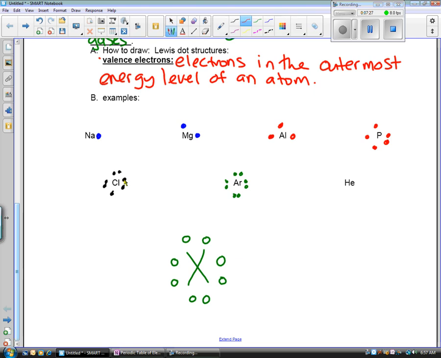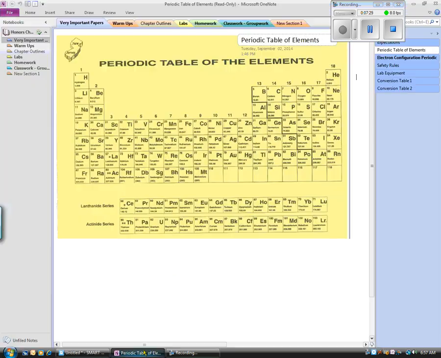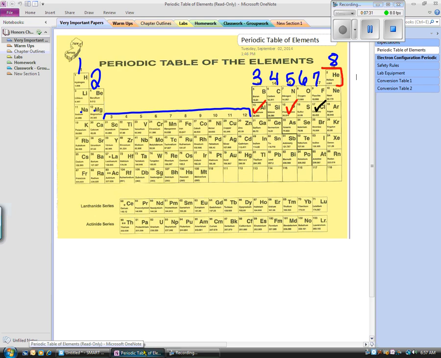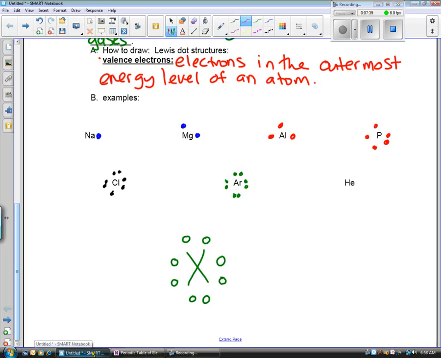Helium is the only tricky one. Look where helium is. It's right here. Okay, he's in the column that should have 8. Helium doesn't have 8 electrons. Helium only has 2. So helium is the only one that's going to look like this. It's going to be doubled up on one side.